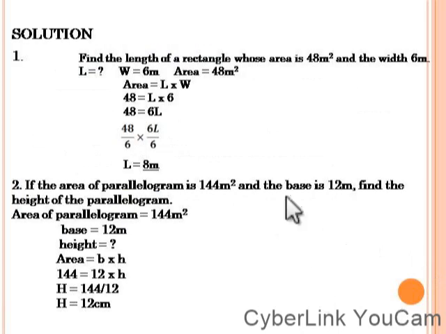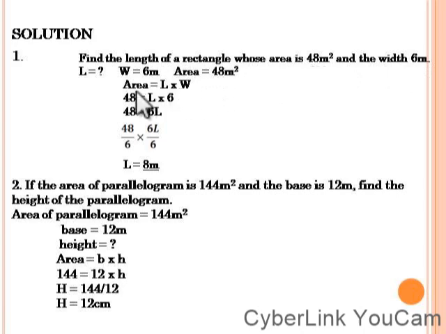Number one, they say find the length of a rectangle whose area is 48 meters squared and the width 6 meters. Just bring out the information. We are looking for the length. That's why we put a question mark there, because they say find the length. Then the width is given to us as 6 meters, as given in the question. And the area is given to us as 48 meters squared, as we have it here.